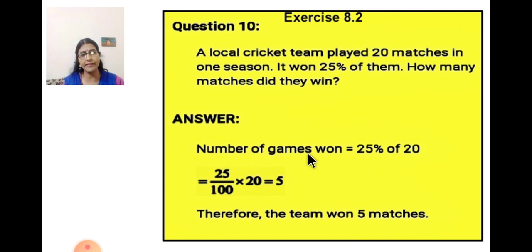So we will write like this. Number of games won is equal to 25% of 20. And 25% is 25 upon 100 multiplied by 20, and then we are going to reduce this. When you reduce this, 5 5s are 25, 5 20s are 100, and then this 20 will be cut, you will get 20 here, and only 5 is left in the numerator. So the answer is 5. Therefore the team won 5 matches.